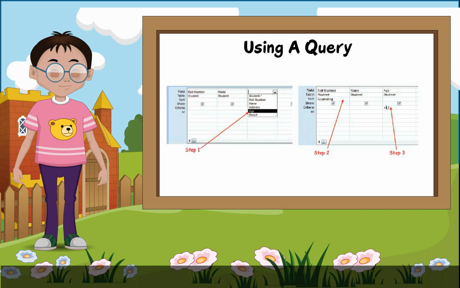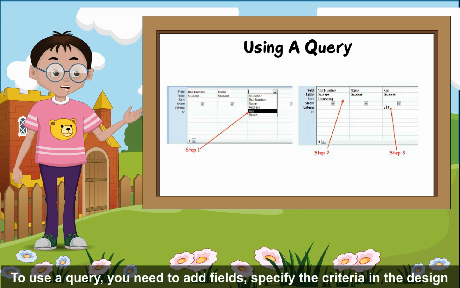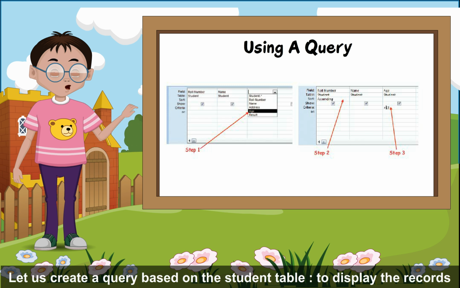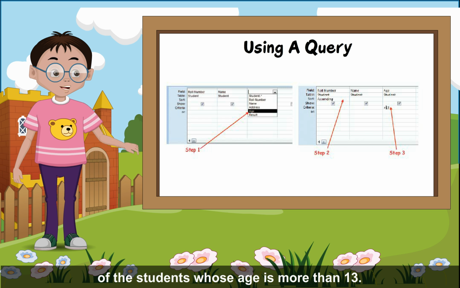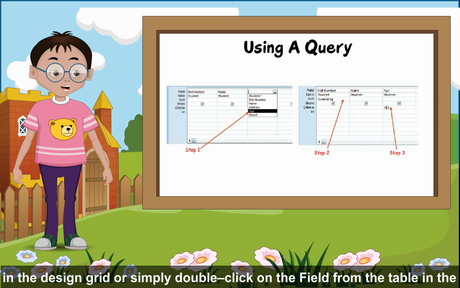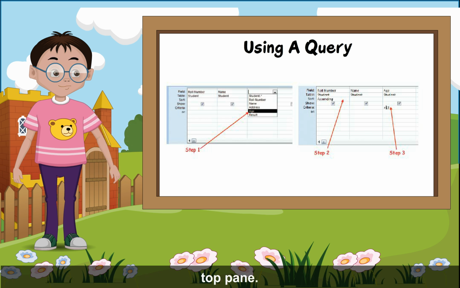Using a query. To use a query, you need to add fields, specify the criteria in the design grid, and then run the query. Let us create a query based on the student table to display the records of the students whose age is more than 13. Step 1. Choose the required field from the drop-down list of the field row in the design grid, or simply double-click on the field from the table in the top pane.